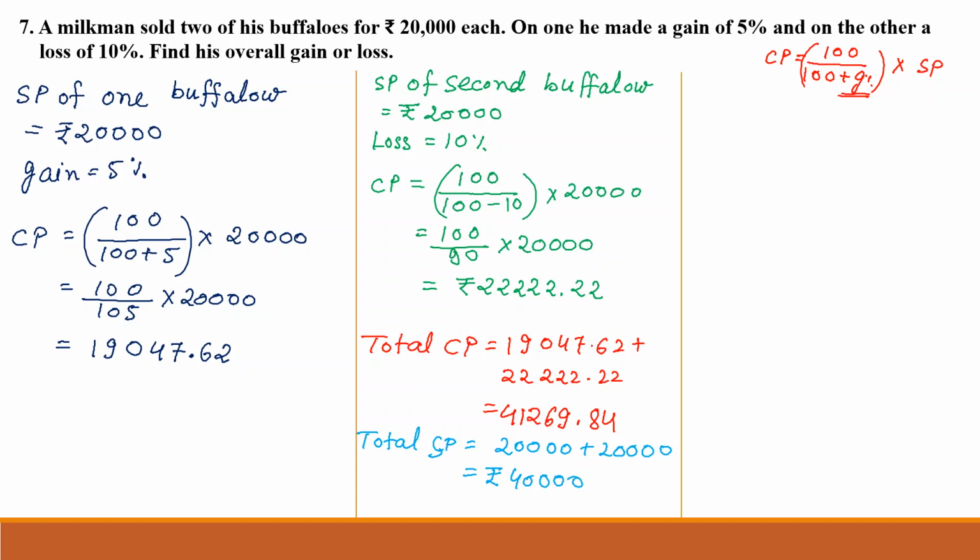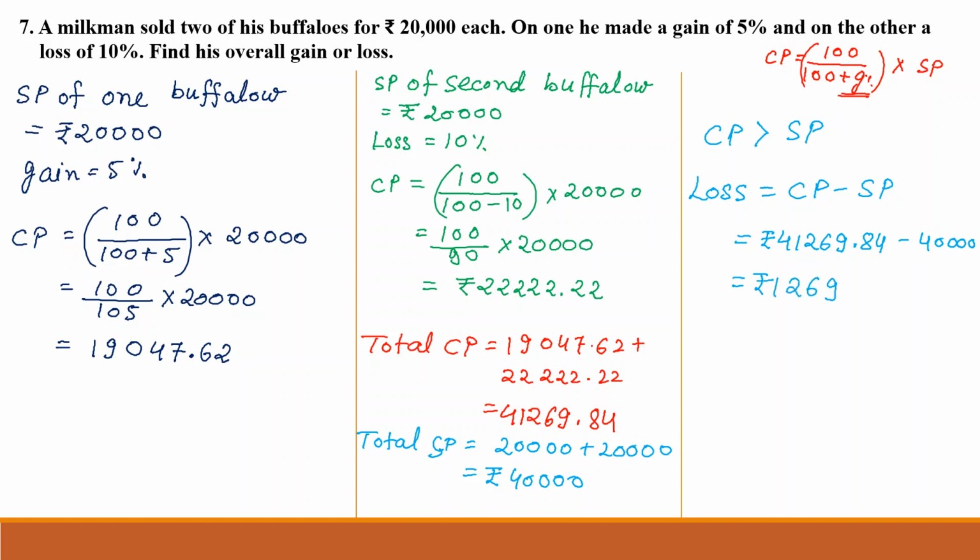Here we can see that the cost price is greater than the selling price, so there will be a loss, which equals CP minus SP, that is rupees 41,269.84 minus 40,000, which is rupees 1,269.84. So his overall loss is rupees 1,269.84. This is how we can solve this question also.